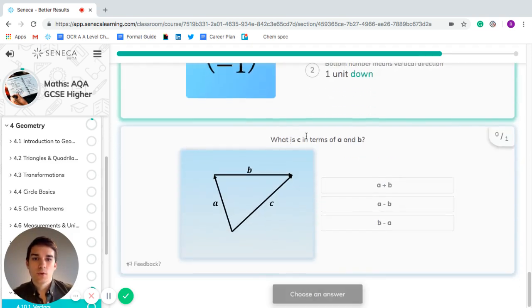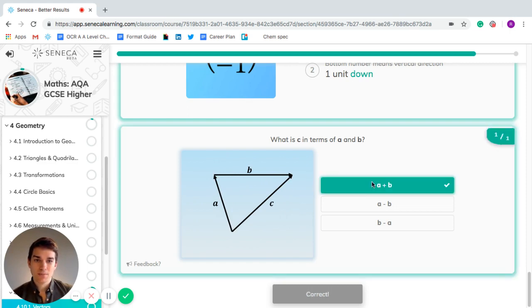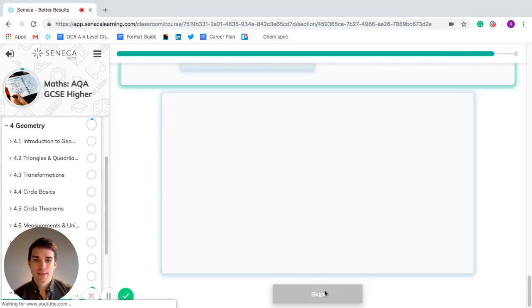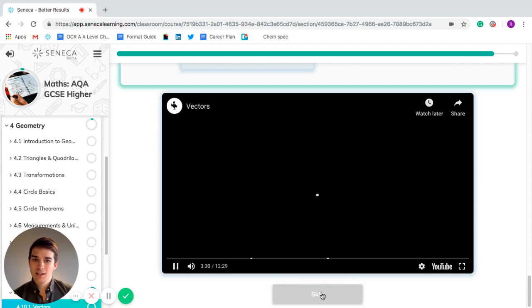So again, in terms of C, what is C in terms of A and B? So we start from C, it goes from here to here. So for that, we go up A in the positive direction, and again along B in the positive direction. So it'll be A plus B. And another video.